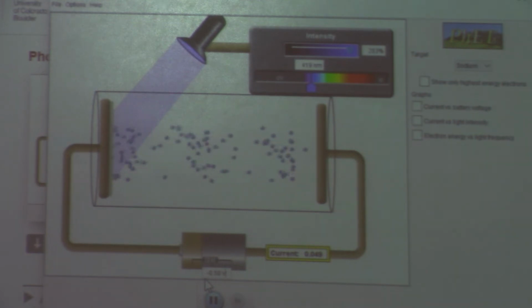Now, on number 16, I want to adjust this voltage so that the electrons basically just make it across and barely stop. So I'm going to try 0.6, okay? So if I go to negative 0.6, I've still got a little bit of a current going across. So let's try negative 0.65.